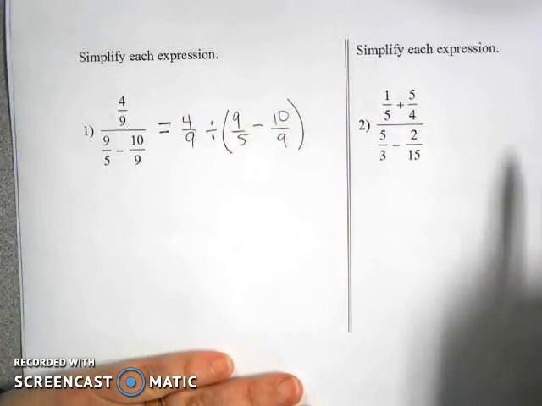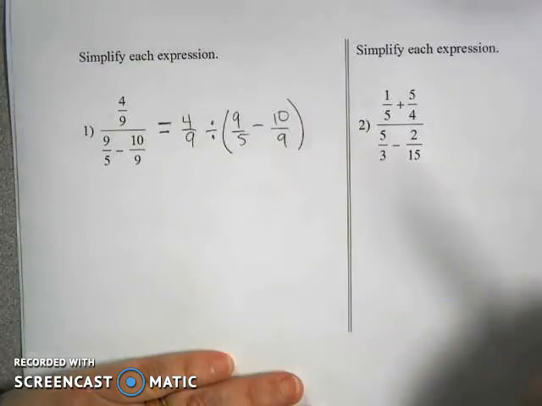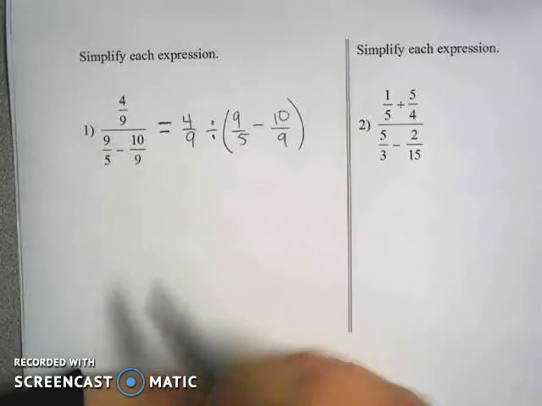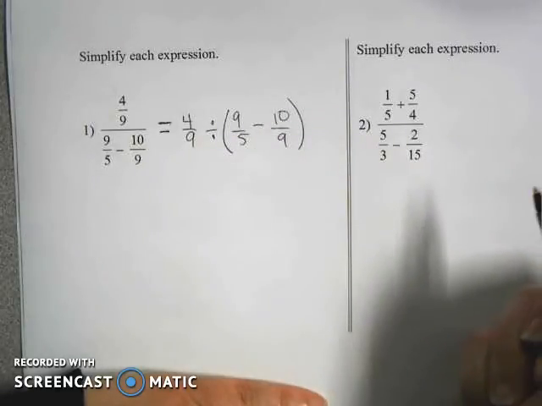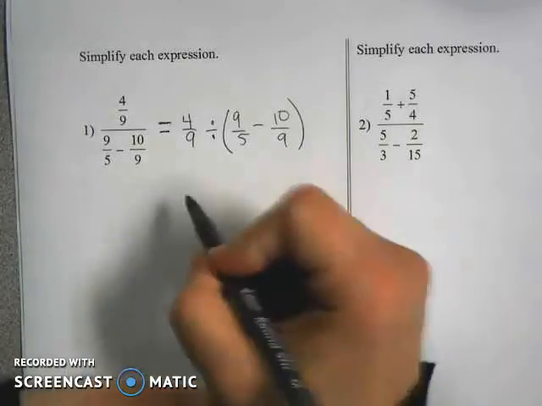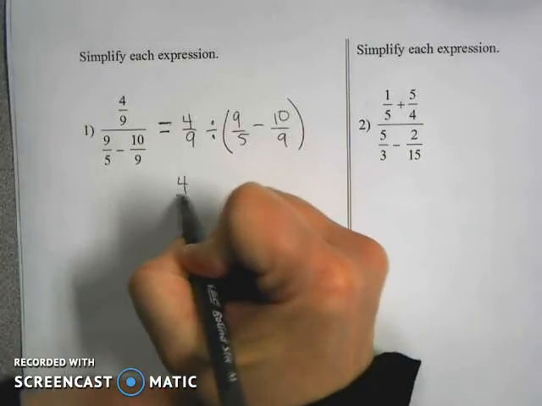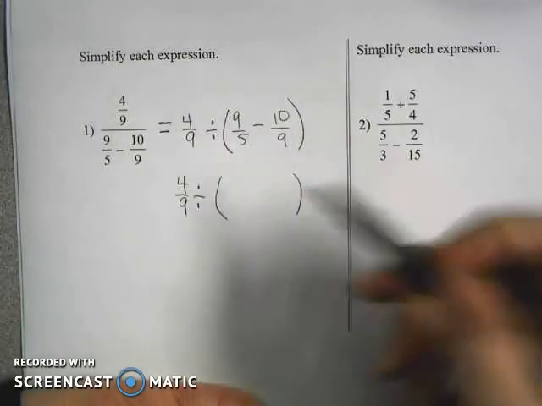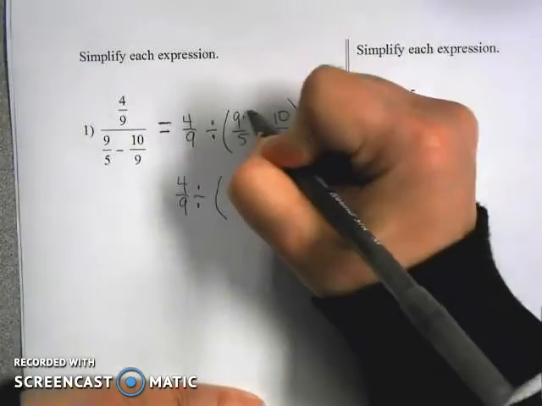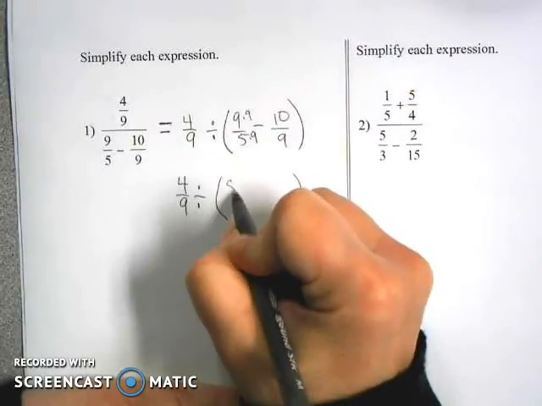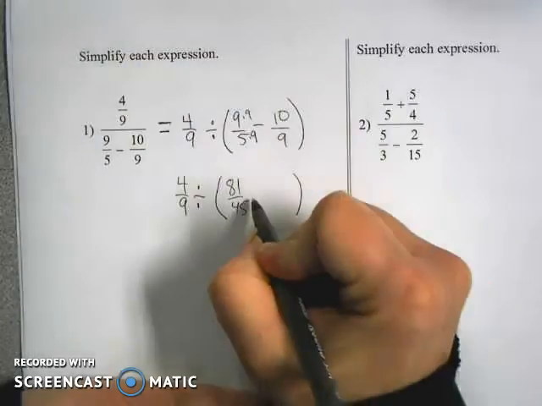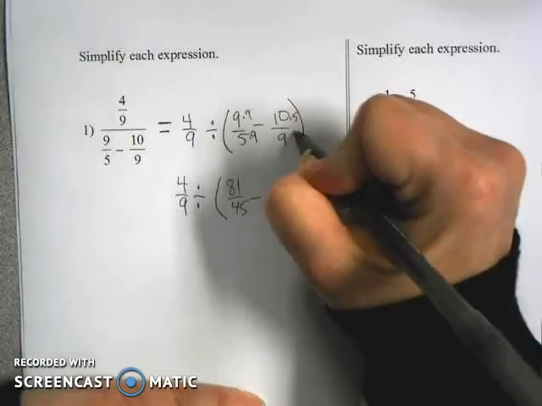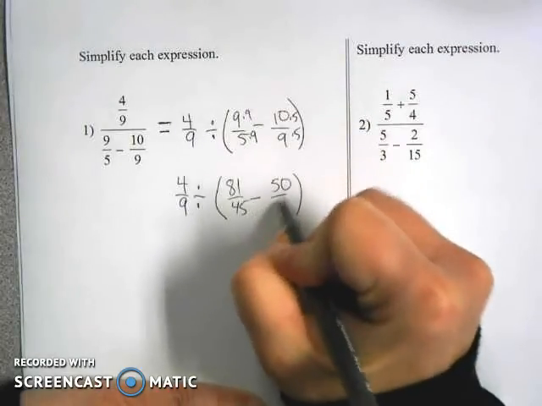Now that I see what I have here, using the order of operations, of course, I need to start with subtraction inside the parentheses. And the only way I can take care of this subtraction is to find a common denominator. I'm going to leave this first part the way it is; the common denominator is going to have to be 45, which means that I need to multiply the first fraction by 9 over 9. So I'm going to get 81 over 45. Minus, I have to multiply this times 5 over 5, so that's going to be 50 over 45.